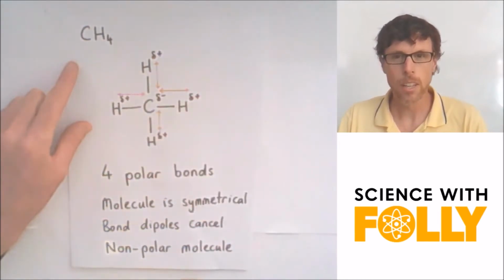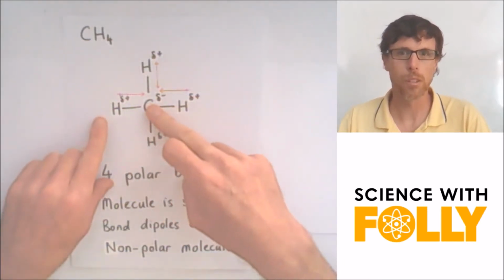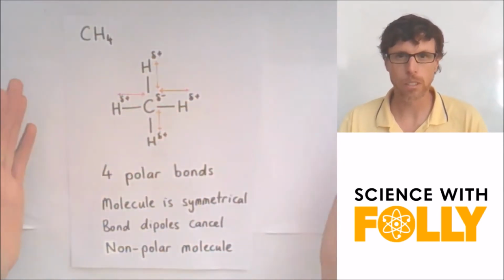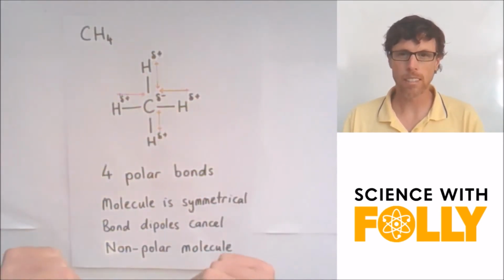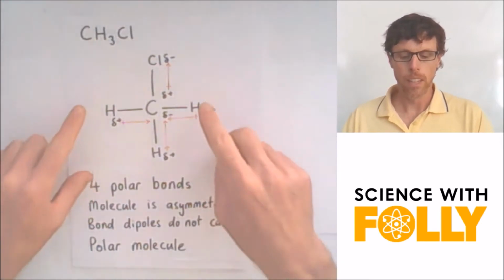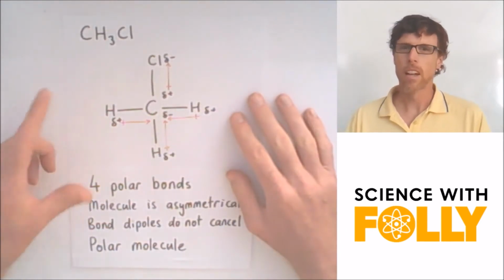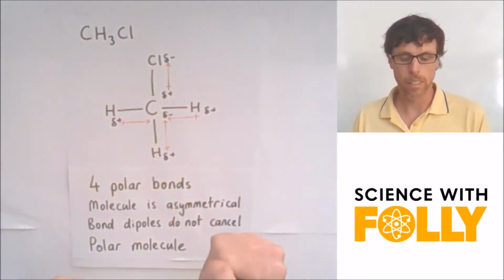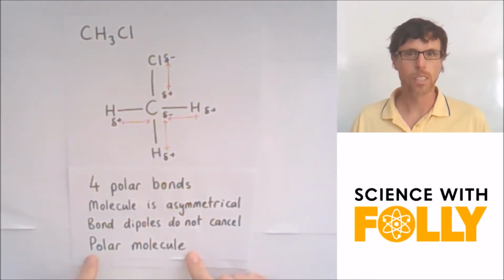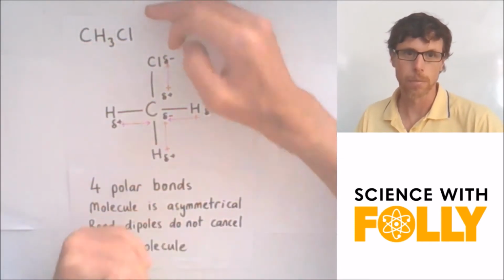It's got 4 C to H bonds, and each of those bonds is polar because carbon is more electronegative than hydrogen. But the molecule is symmetrical, therefore the bond dipoles cancel each other out and the molecule is non-polar. Here's another example, chloromethane. We've got 4 polar bonds, 3 of them are C to H, 1 is C to Cl, but this molecule is asymmetrical. Therefore, the bond dipoles do not cancel out and the whole molecule is polar. You can see that this end is more electronegative than this end.